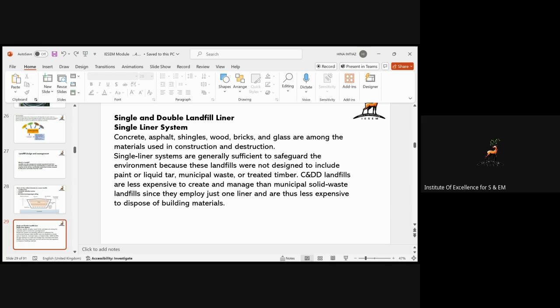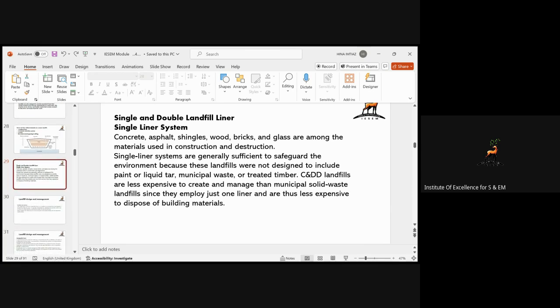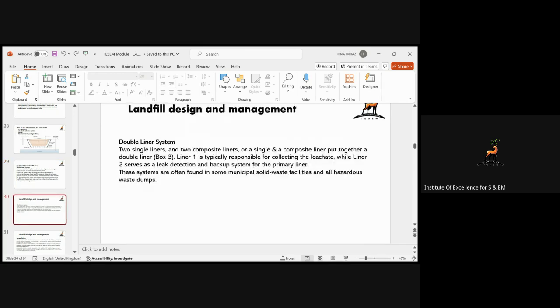These landfills were designed to include paint or liquid tar, and you can enclose municipal waste or treated timber. And again, these landfills are much less expensive, so there is an advantage that we have the cost benefit analysis.